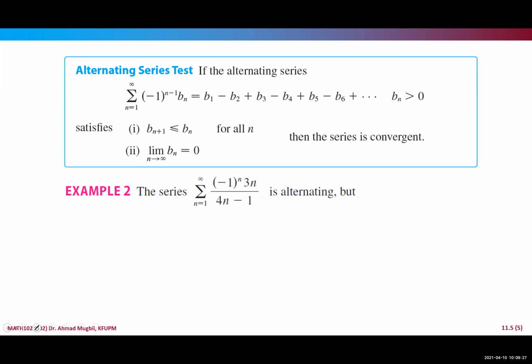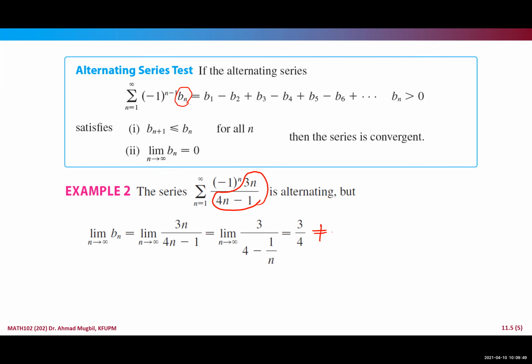Just check the limit. If you notice here, what is Bn? This is Bn, ya shabab, the term that is not included in the alternating part. So here, what is the limit when n goes to infinity? Clearly, you have the same degree over the same degree, so it is 3 over 4. It is not 0. So according to this, condition 2 is not satisfied, so there is no need to check condition number 1.